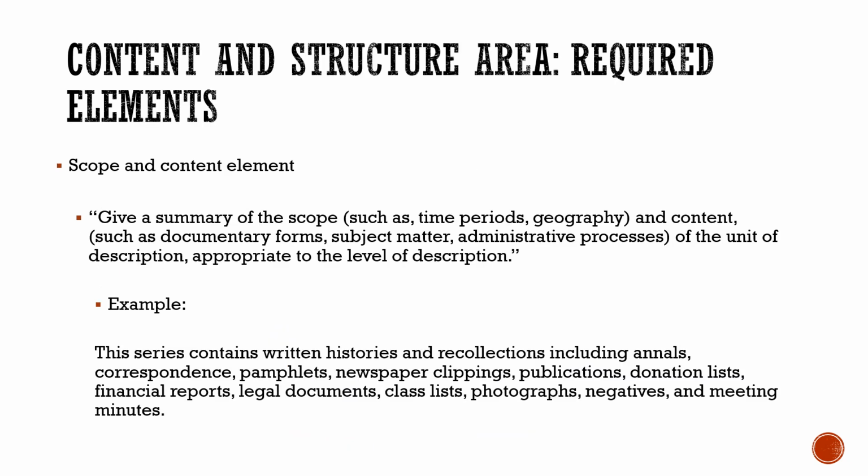The scope and content element is the last required field. The rule is, give a summary of the scope, such as time, periods, geography, and content, such as documentary forms, subject matter, administrative processes, of the unit of description appropriate to the level of description. See the example on the screen.